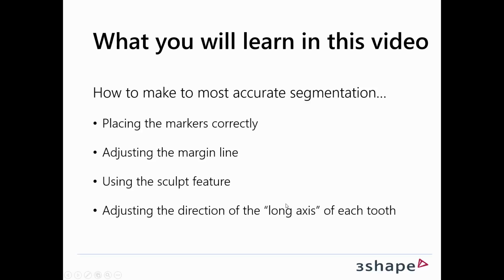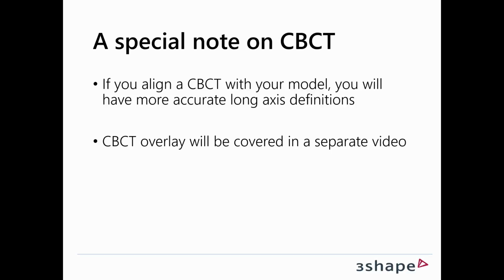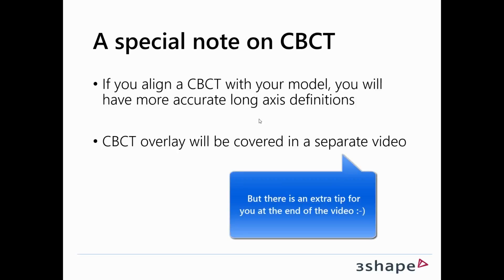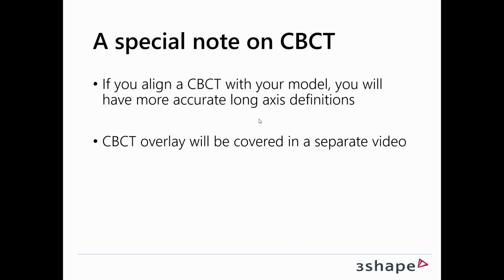What you'll learn in this video is how to make the most accurate segmentation, such as placing the markers correctly, adjusting the margin line, using the sculpt feature, and how to adjust the direction of the long axis of each tooth. A short special note on CBCT: if you have a CBCT and you align it with your model, you'll have a more accurate way to define the long axis. But CBCT overlay will be covered in a separate video, so I definitely urge you to check that one out.